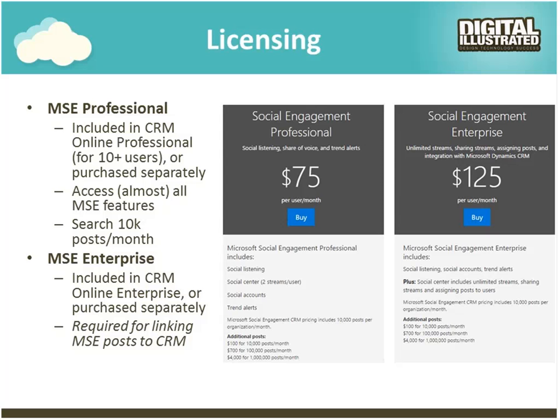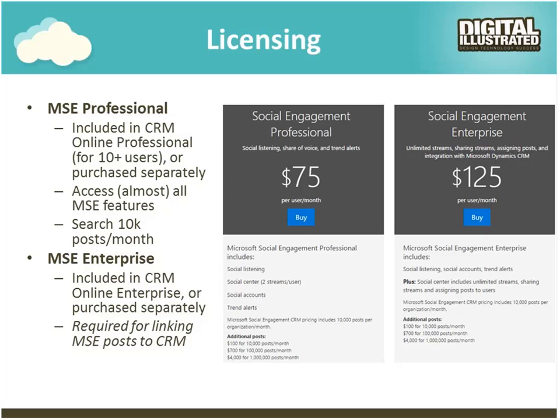And with the Professional subscription, you already get a search quota of 10,000 posts per month. So that's how much data you can collect via your search topics regarding the products or brands or whatever topics you want to follow with MSE into your environment, and then you can purchase additional posts as well. There's an example of about $100 per 10,000 more posts per month. So you can get more as you go and start expanding the use of MSE.